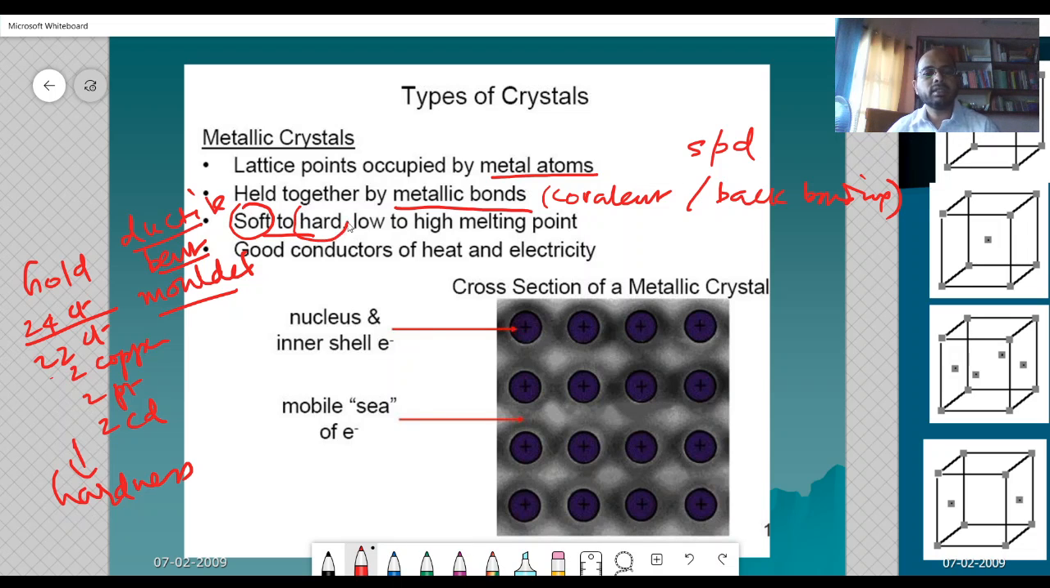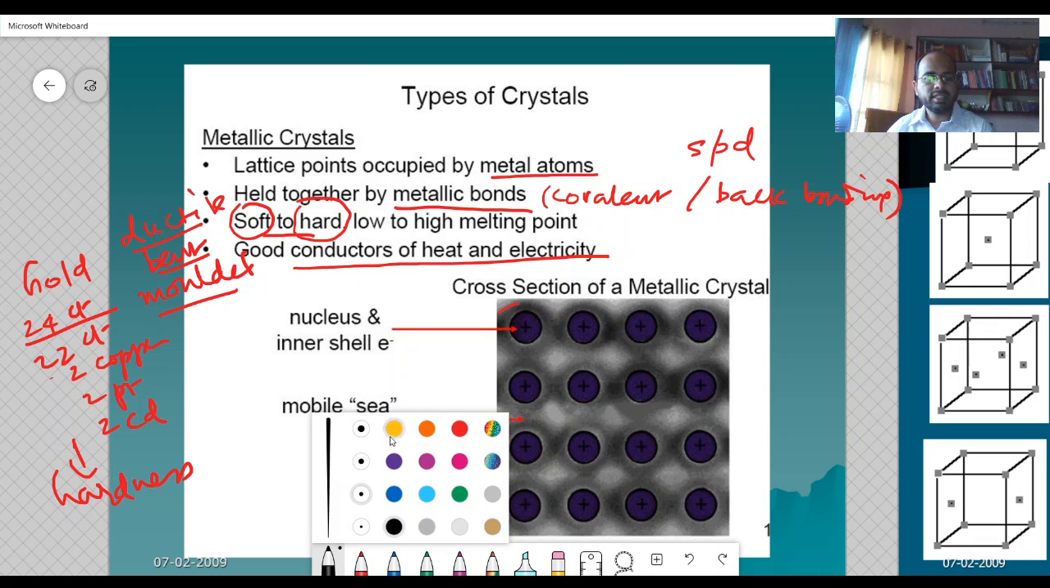But some of the metal crystals are also hard. They have low to high melting points. They are good conductors of heat and electricity because of a property which I am going to explain in the band theory of solids later. Okay, this is a cross section of the metal crystal, and there you can see the electrons that are there.